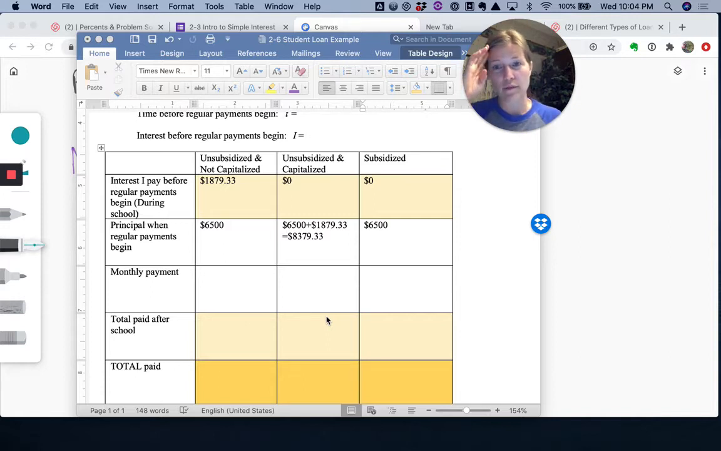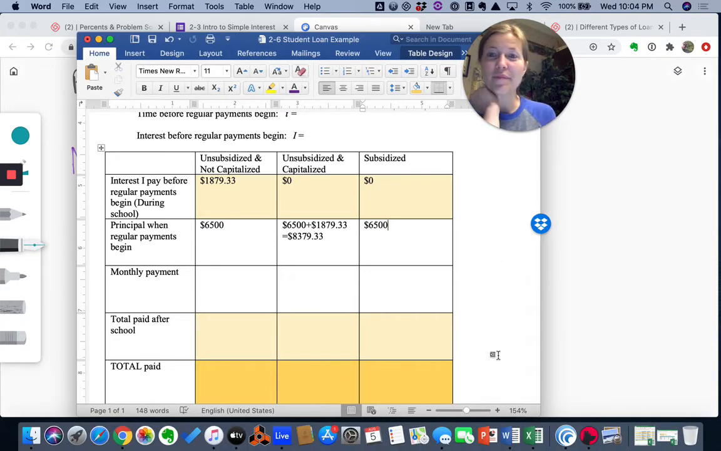back to 4 years and 92 days after graduation, or after beginning, we figured up that there is $1,879.33 worth of interest from that time between taking out the loan and starting payments.